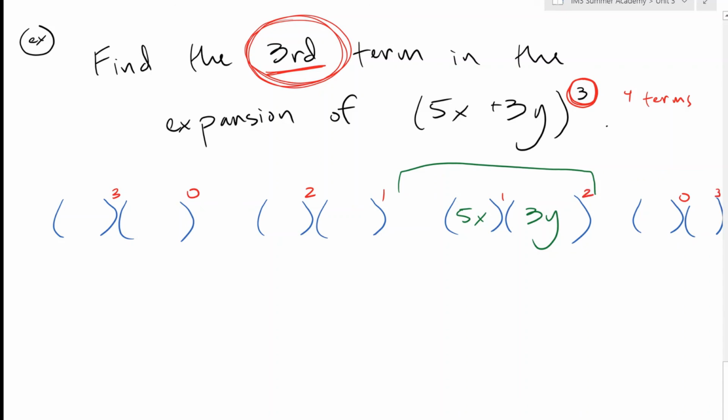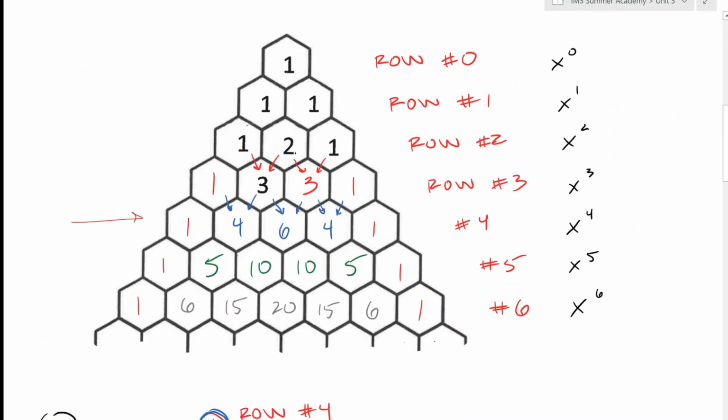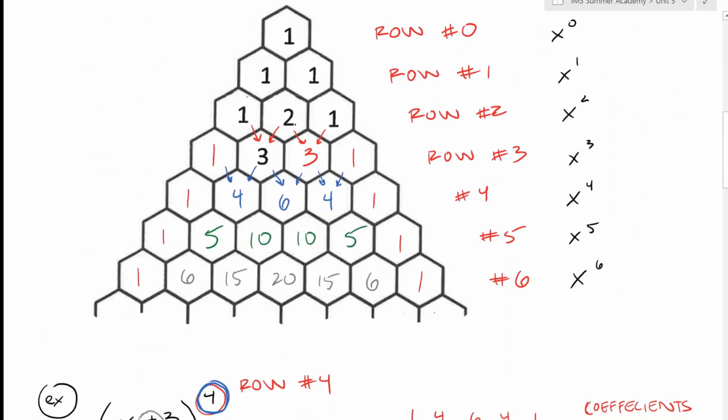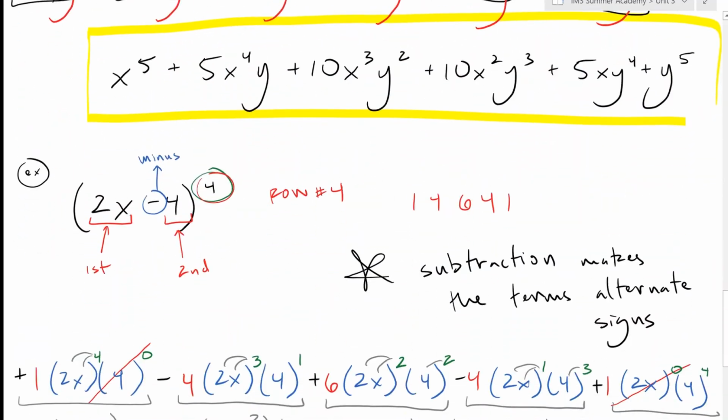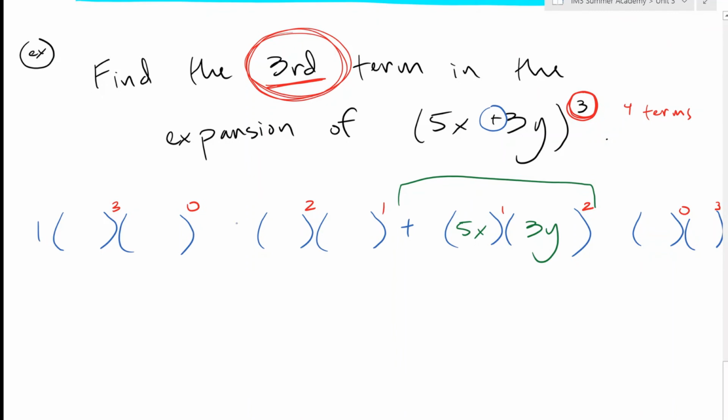Okay, again, I'm just focusing in here. I see it's a plus sign, so it's going to be positive, because sometimes it might come out negative. The only other thing I need is the coefficient, so I've got to look back up to row number 3. So row number 3 would go 1, 3, 3, 1. So I can just fill it in here. 1, 3, 3, 1.